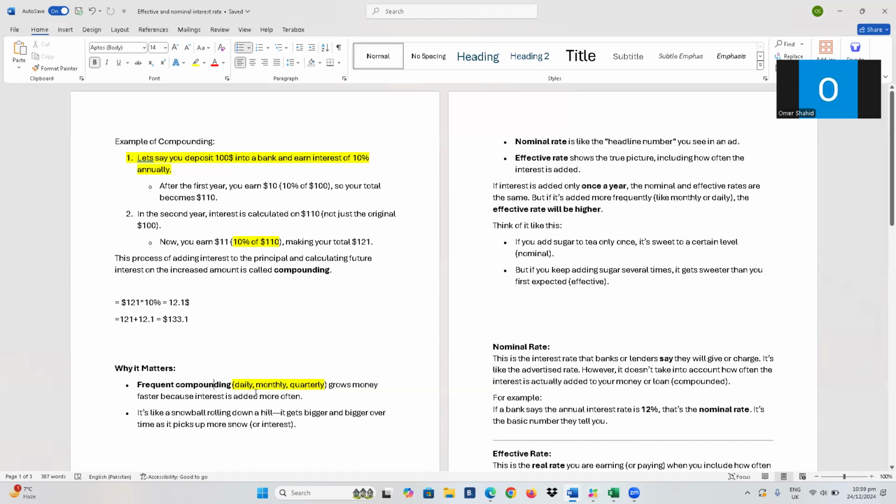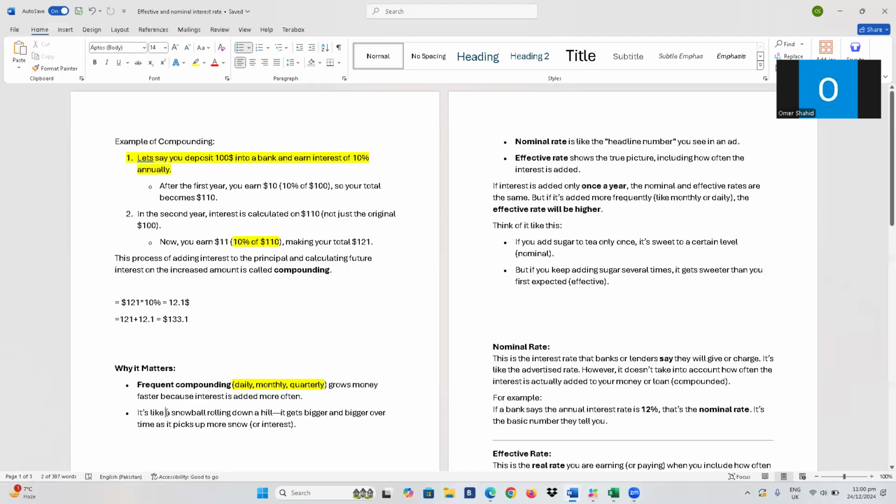Why are we doing that? Because frequent compounding grows money faster, because interest is added more often. Obviously, if we add our interest amount into the principal amount more often, we will grow our money faster. So that's why we can also do frequent compounding, on a daily, monthly, or quarterly basis. We will look at each of these examples when we study nominal and effective interest rate, which is linked to this concept. So we will look at four examples which will clear your concept.